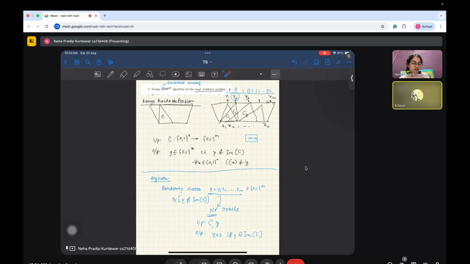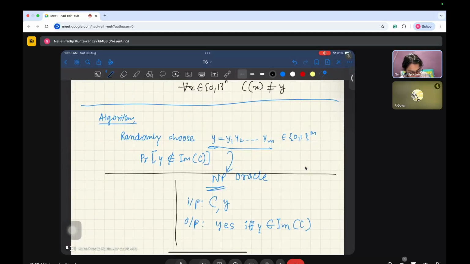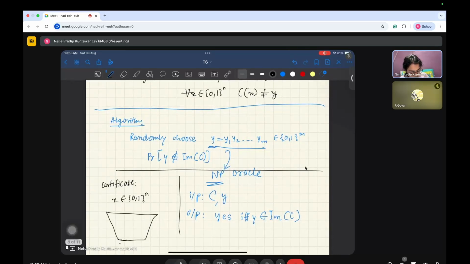Exactly. So the certificate would be a 0 1 value, the input setting. Once you give me that certificate, I'll write x1 as 0 and so on based on the input, and I will evaluate the circuit. This can be done in polynomial time.